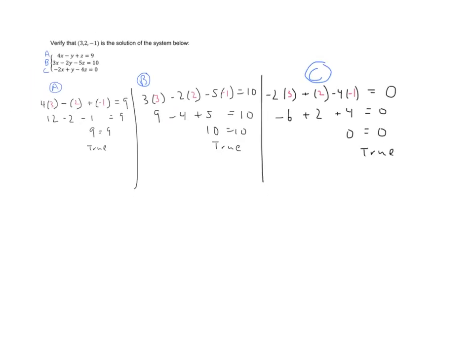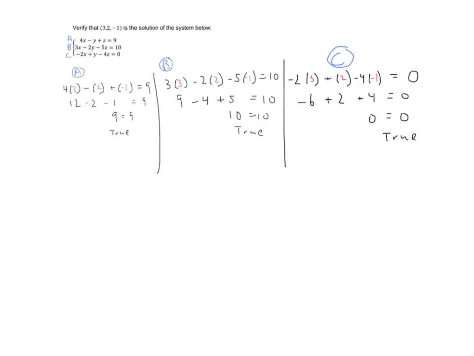Okay, so again, what have we done? We have demonstrated that 3, 2, -1 satisfies all three equations. And because it satisfies all three equations, that means it's the solution of our system.